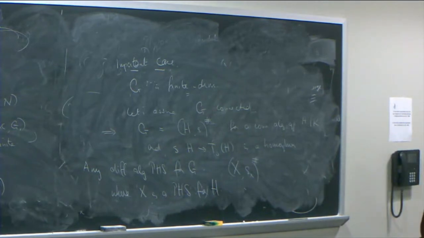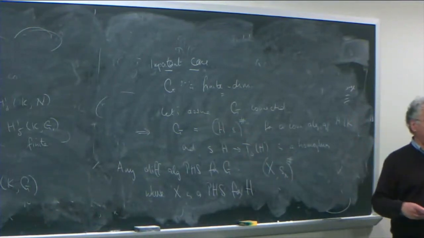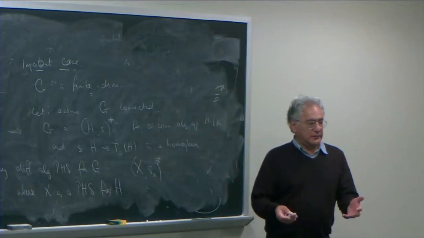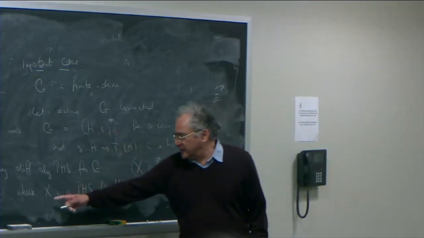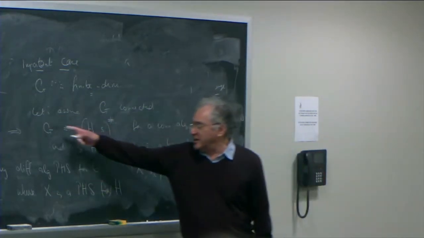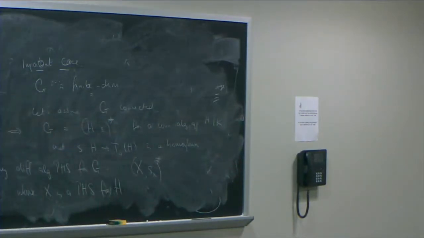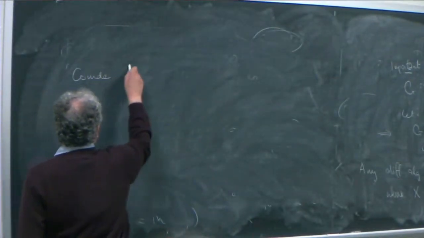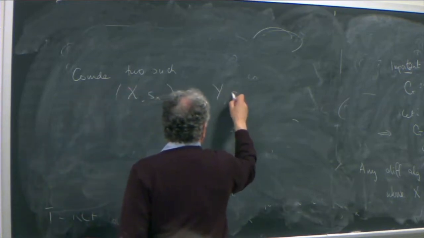Ray was talking about some algebraic data, an actual algebraic group, and an algebraic PHS for that group, such that X, SX sharp is like a sub PHS of H acting on X. All right, so there's an algebraic, right? So the action of, I'm just saying it, I don't want to write too much down anymore. The action of H on X restricts to an action of G on X, SX sharp. So it comes from algebraic data. Okay, and now suppose you have two of them. Consider two such, X, SX, and Y, SY.